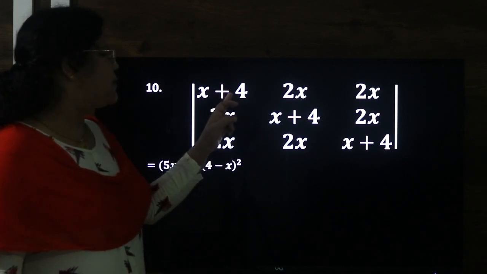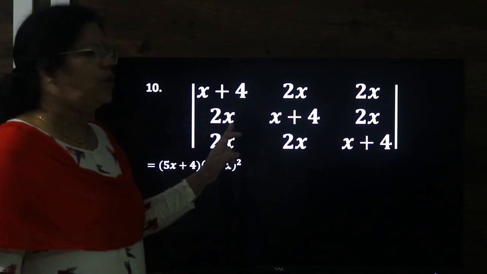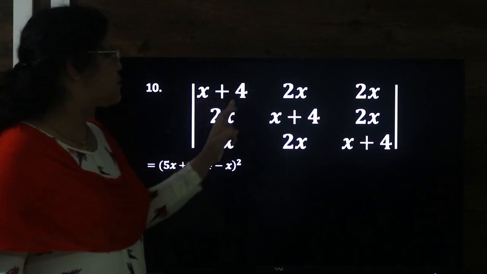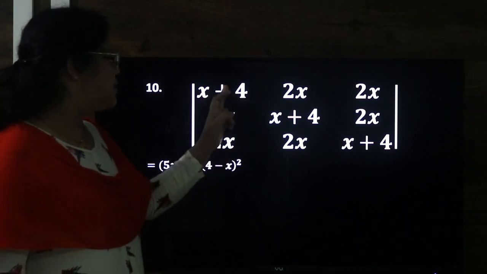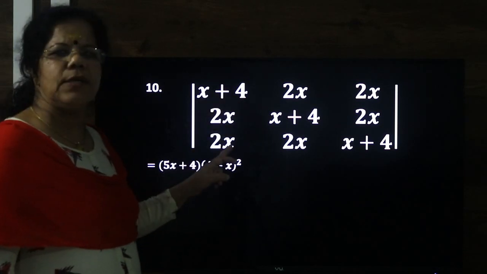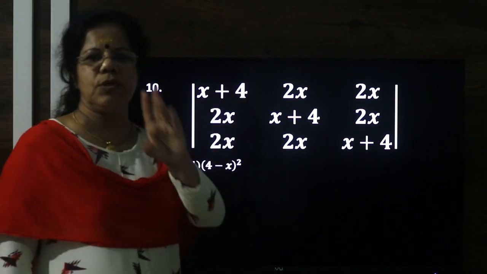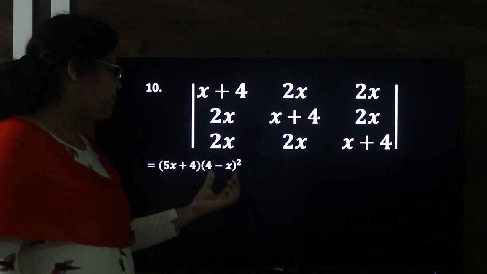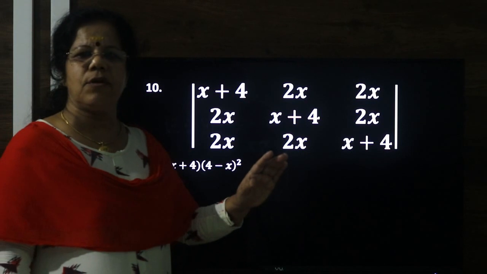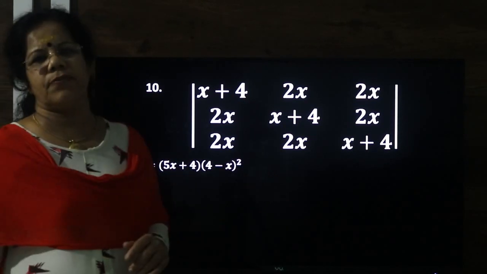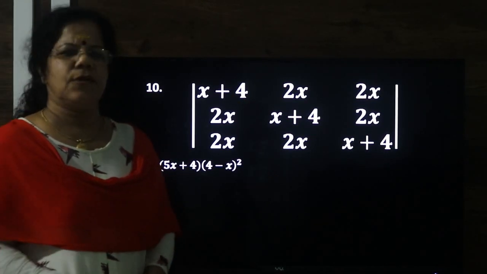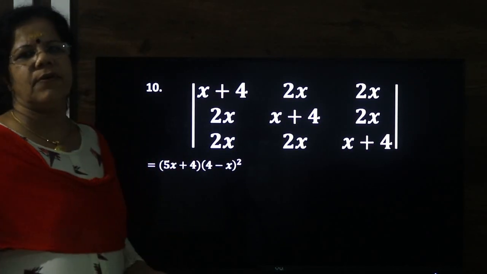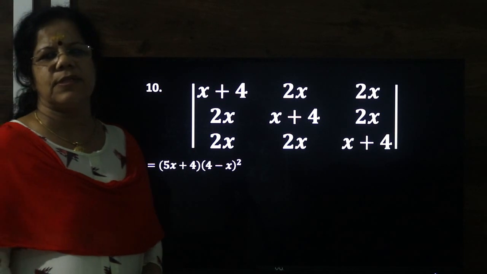Changing R1 to R1 minus R2, you will be getting 4 minus x, since x minus 2x is minus x. Again R2 changes to R2 minus R3, and you will be getting 2 times the 4 minus x factor. So this will be obtained first, and next, while doing the operation, we will get 5x plus 4 as the second factor later. Anyway, we have to start from one of the operations. In that case we will do either R1 or R2 changes.